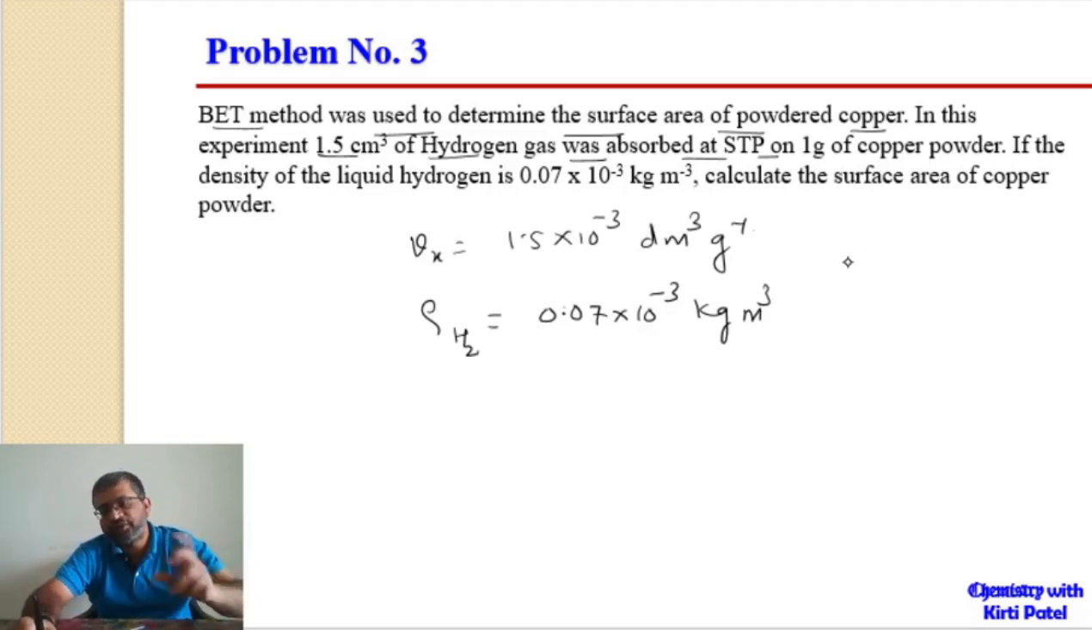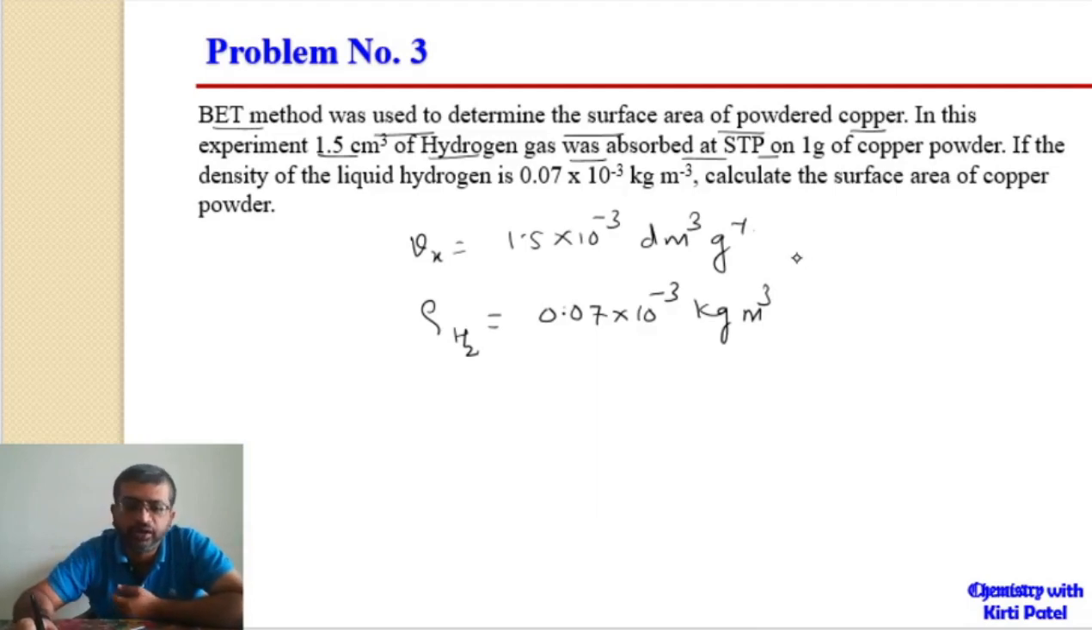So this is a little bit different than what we have been solving. We have been given Vx as in the previous problems, but instead of giving area of cross section of the adsorbate molecules, you have been provided with density of the adsorbate molecules. So you need to calculate the area of cross section of hydrogen molecules. But first we will be calculating the number of molecules of hydrogen gas adsorbed for formation of monolayer.